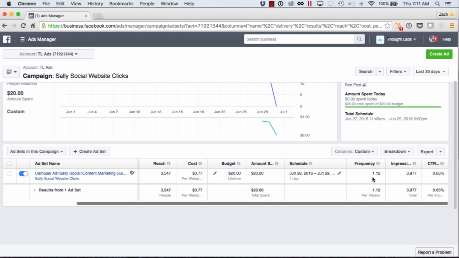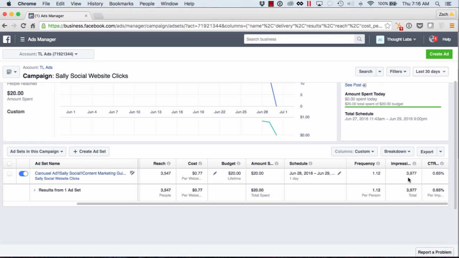We're just a little bit above 1 here, and so we're not to the point where we would want to really worry about this number, but the higher that this gets, say if you had like a 2-point-something frequency, then you might want to consider expanding your audience or targeting a different audience because you're starting to oversaturate your target audience with your ads, and people are probably going to start to get irritated with them, which is going to lead to higher negative feedback and maybe spam reporting and that sort of thing.